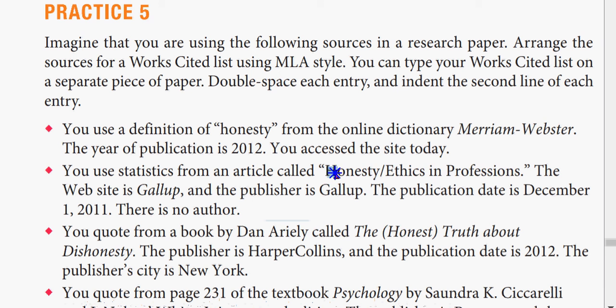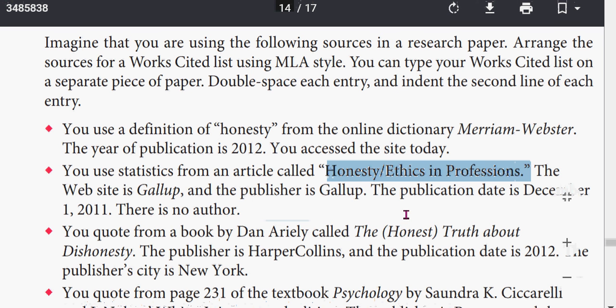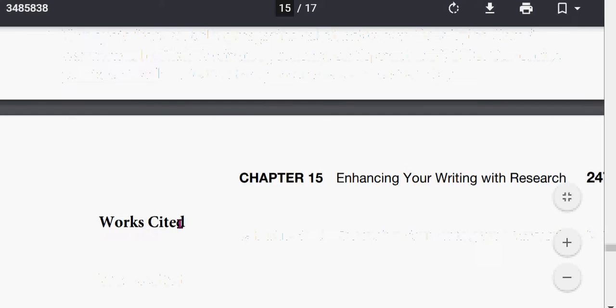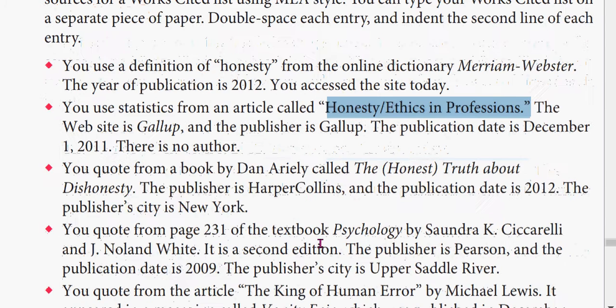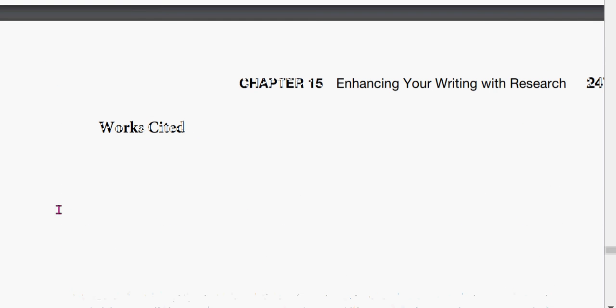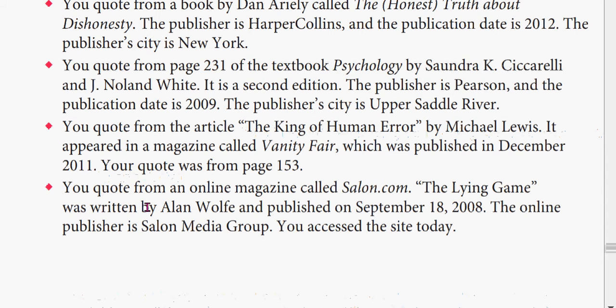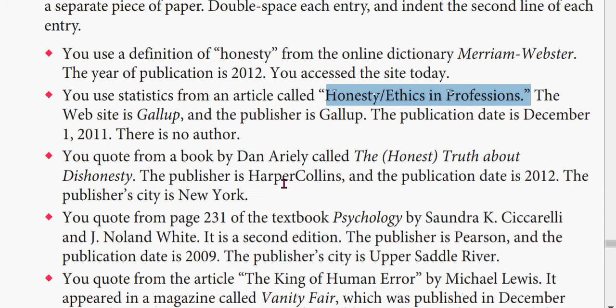And here's an example: Honesty, Ethics in Professions. There is no author here, but we have the title of the web page from the website called Gallup. So I'd like you to try this. Try your best. I don't care if you make little mistakes in the volume number or the page number, but I especially want to see that the first name is correct. And that's going to be the title of the web page or the author's last name, because that's going to tell you how the whole list is organized.